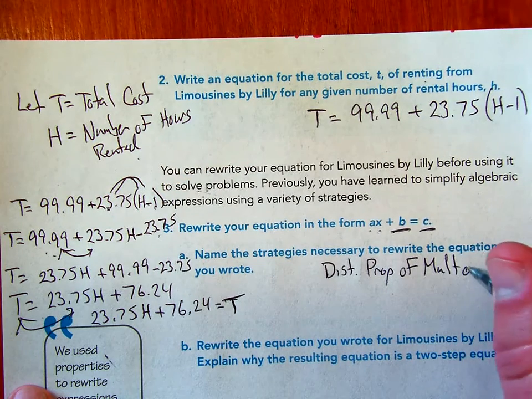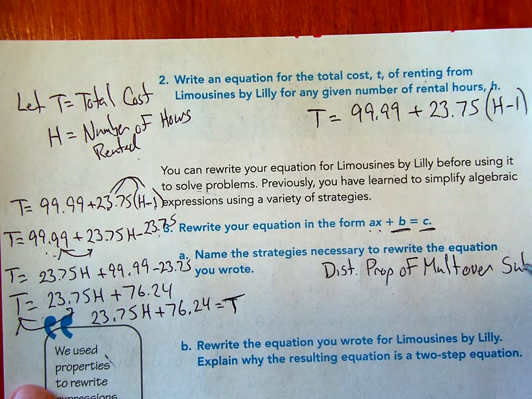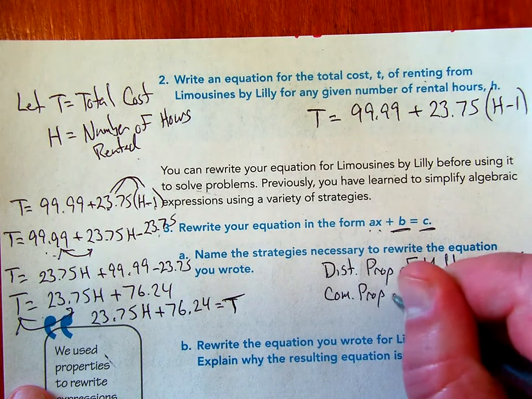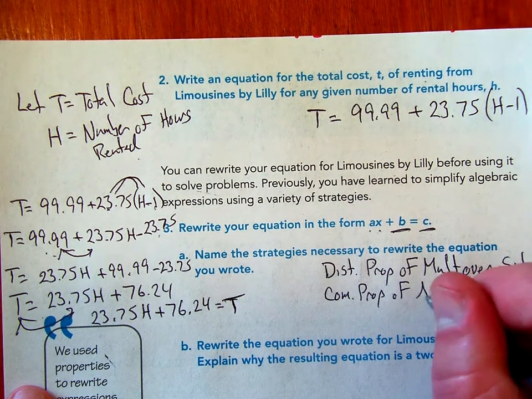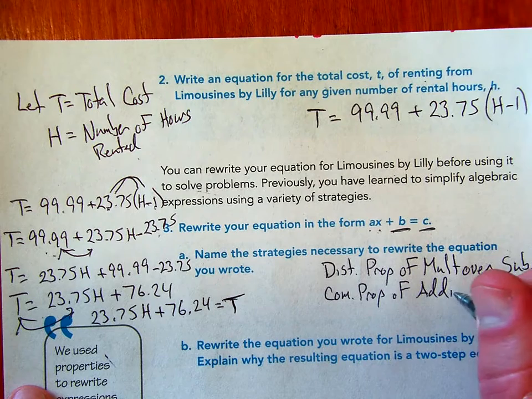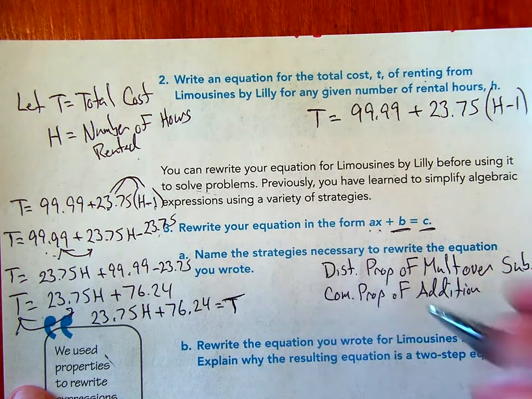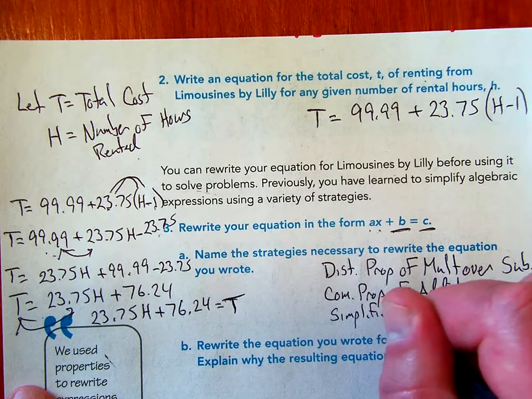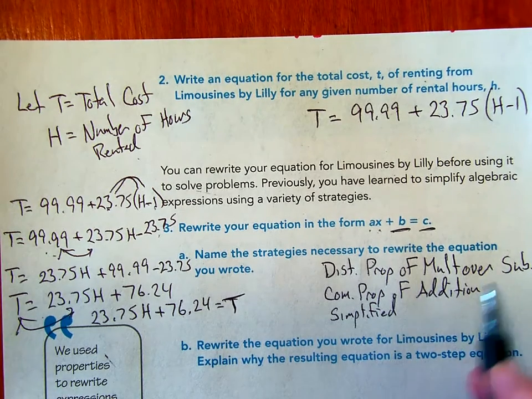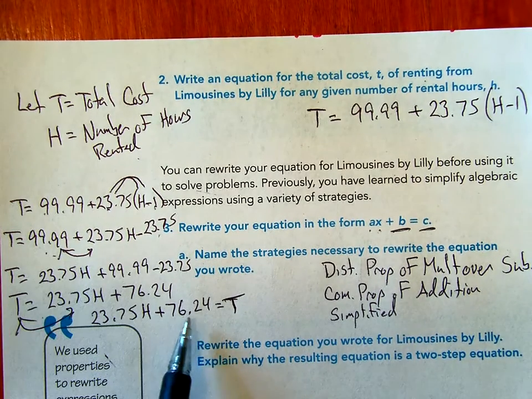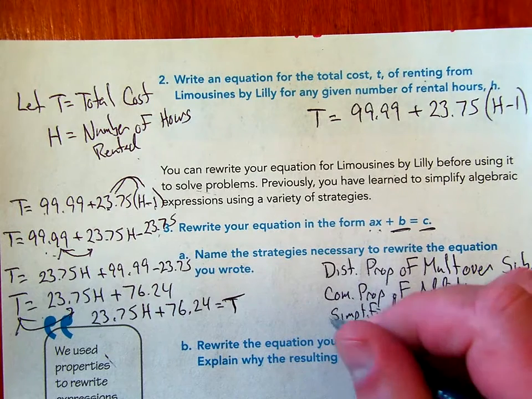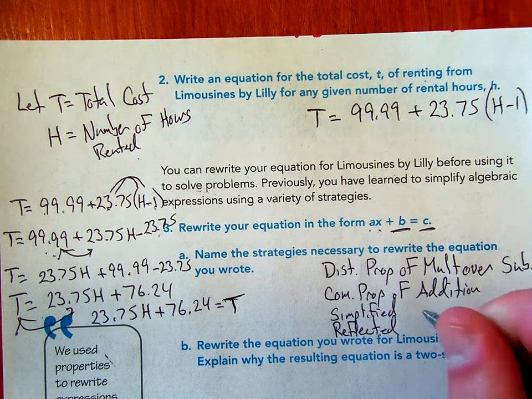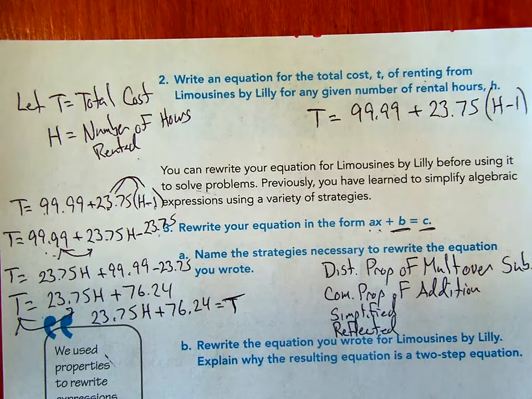I commuted. Commutative property, and I commuted around a plus sign of addition. And I combined like terms, so I simplified. Those were the strategies I used to turn this into this. Oh, I guess then I reflected around the equal sign, because if x equals y, then y equals x. I can change the order in which they're written.